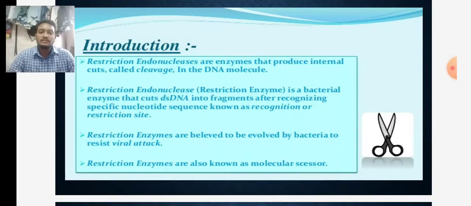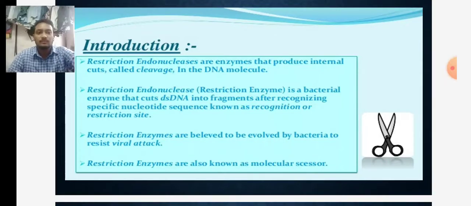So bacteria adapt some type of restriction enzyme. When the virus DNA enters the host cell, the restriction enzymes work, disrupt that DNA, and prevent the viral infection. This is the purpose for which bacteria have adapted restriction enzymes. The restriction enzyme is also known as a molecular scissor, because the work of a scissor is cutting. It is the same effect with restriction endonucleases, but the cleavage occurs inside the DNA strand.